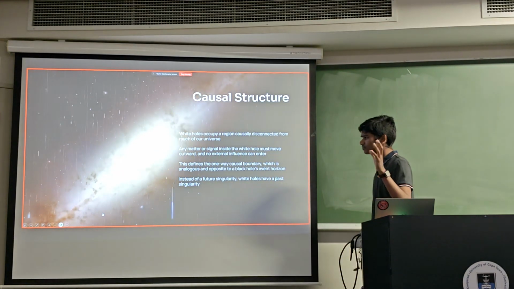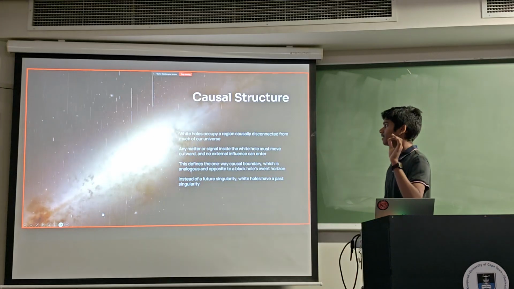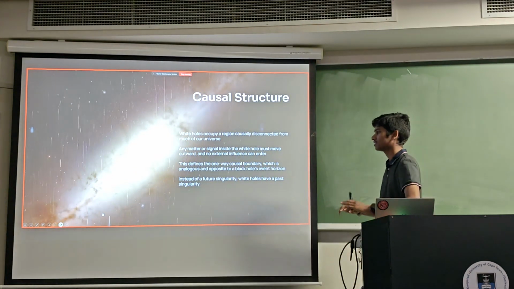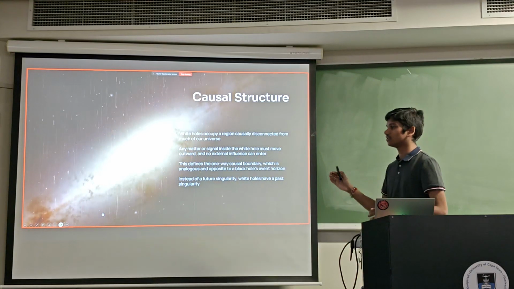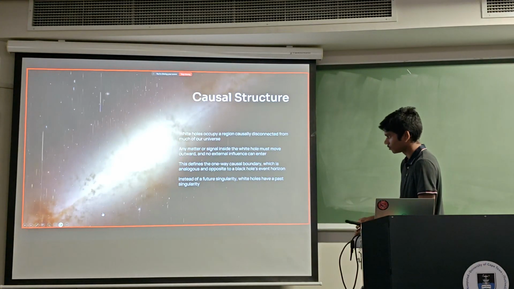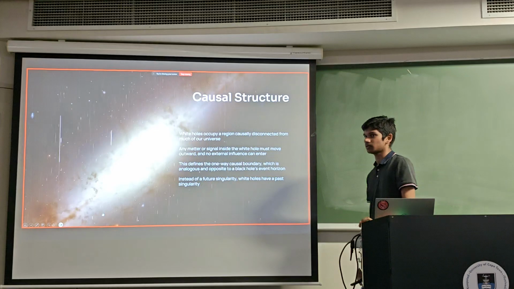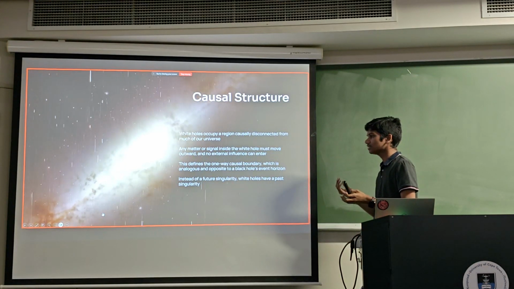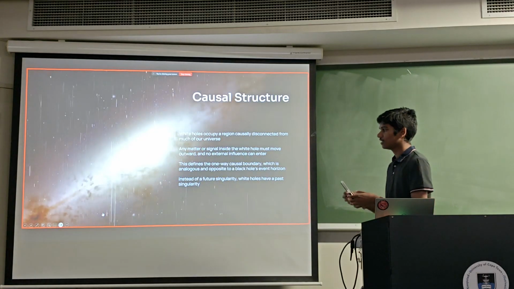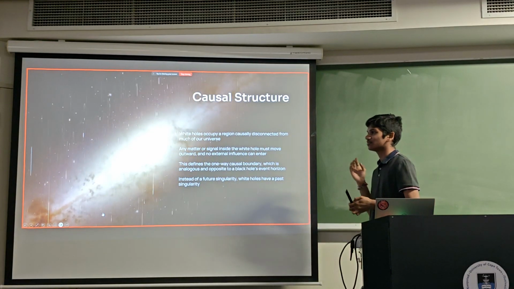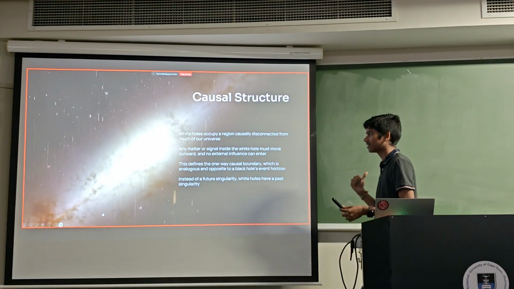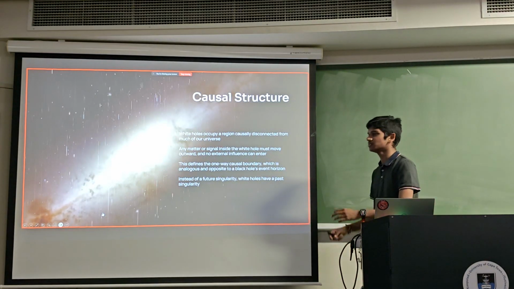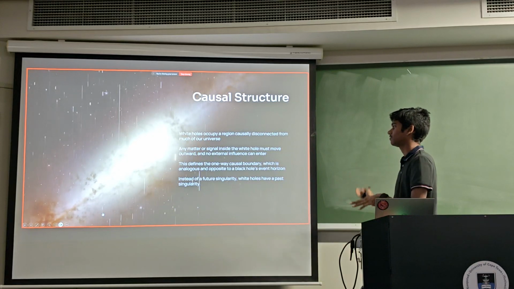And also, with a white hole, any matter or signal inside the white hole must move outward. That's something you cannot prevent, cannot stop, and no external influence can affect the inside of the white hole. This defines a one-way causal boundary. Again, what is a causal boundary? A causal boundary is simply a one-way route. For a black hole, the causal boundary is such that you cannot come back, and in this case, the causal boundary is something you cannot enter.